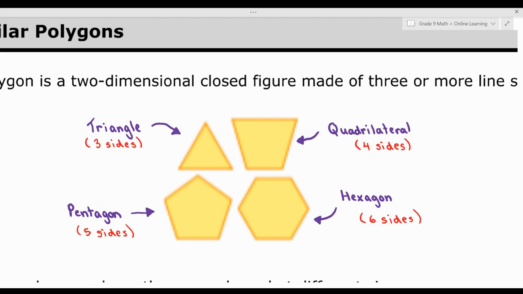If you have five sides, that has a special name, it's called a pentagon. And if you had six sides, it's called a hexagon. And there's tons of other sides, so you could have 7 sides, 8 sides, 9 sides. You could also have a 100-sided polygon, but we'll stick with the basics.